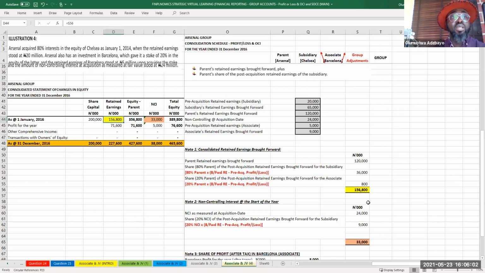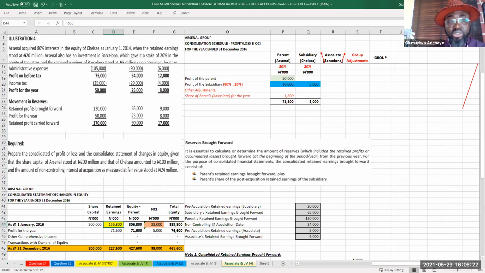And that gives us what we should have as the consolidated retained earnings brought forward, which is what is populated there. Likewise, our NCI remains unchanged because NCI has no stake in an associated company. Because you are not even consolidating the associate, you're rather accounting for your equity stake in that associate. And that brings us to that position.